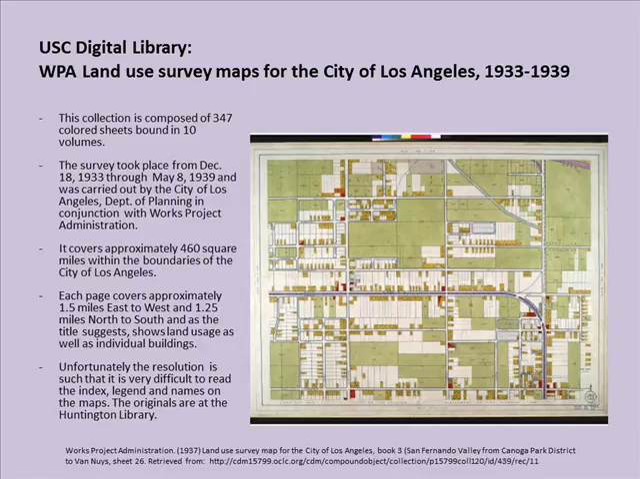It covers approximately 460 square miles within the boundaries of the City of Los Angeles. Each page covers approximately 1.5 miles east to west and 1.25 miles north to south, and as the title suggests, shows land usage as well as individual buildings. Unfortunately, the resolution is such that it's very difficult to read the index, legend, and names on the maps. The originals are at the Huntington.